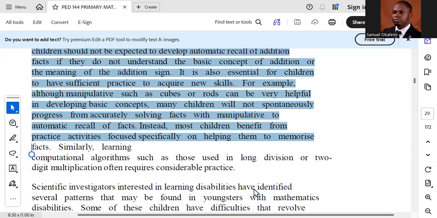So, functional mathematics is what helps the child to understand real problems. Real problems. That is what we're trying to say. It helps the child to understand real problems, like real life situations. Okay, so what next?